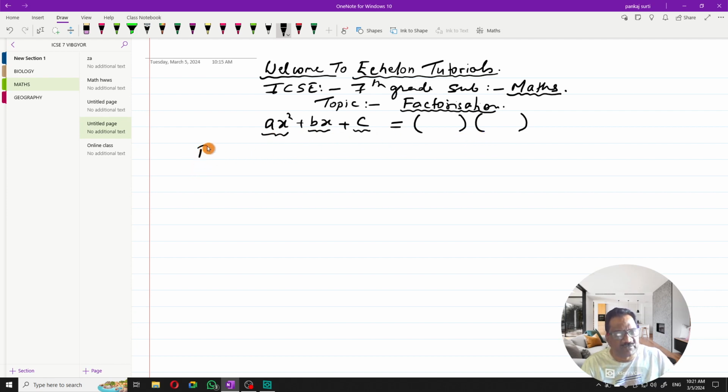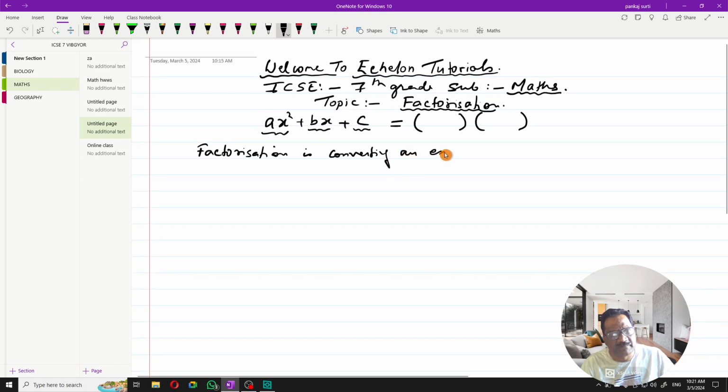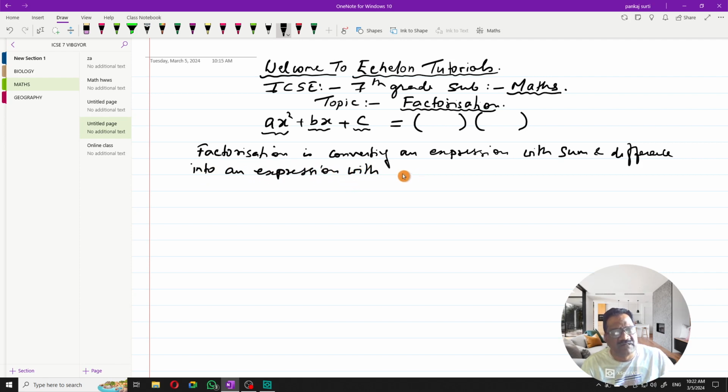So let me write down for you what is factorization. Factorization is converting an expression with a sum and difference into an expression with product. Okay, now this is basically what is meant by factorization, right?